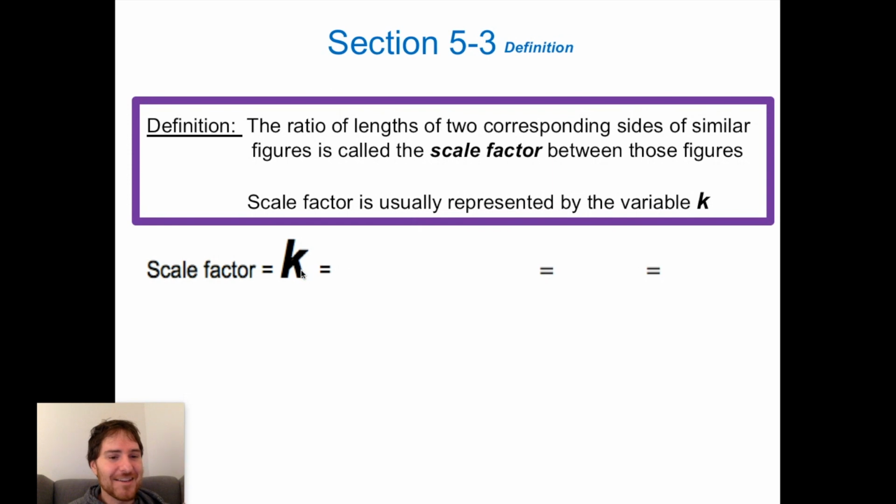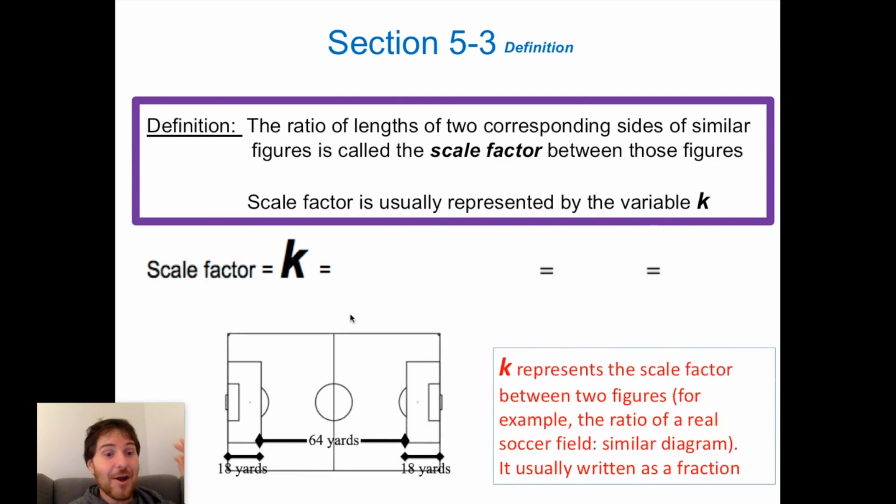I don't know if your book even does this, but oftentimes this variable k gets assigned to the scale factor. K stands for constant, like a constant scale factor, not C. Constant usually starts with C, but constant starts with K in German, so that's why they use k as a variable. It's a constant you can multiply to one side of a figure to figure out its corresponding side in the other similar figure.